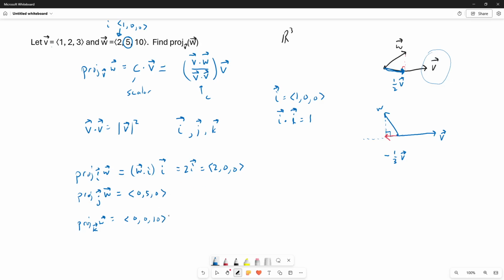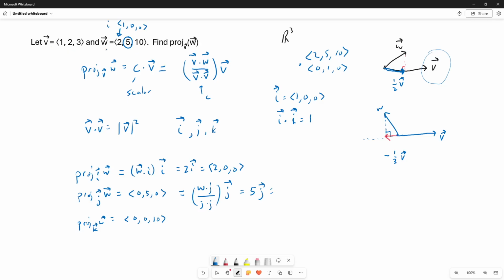And let's just verify one of these. The projection of w onto j is w dot j. It doesn't matter what order you do this dot product in. I seem to be doing it in the reverse order of the formula that I wrote here. Over j dot j, which is 1, times j. And w dot j, w is 2, 5, 10, and j is 0, 1, 0. When you do the dot product, you get 0, 5, 0. Add those together, you get 5j, which is, as we said, 0, 5, 0.